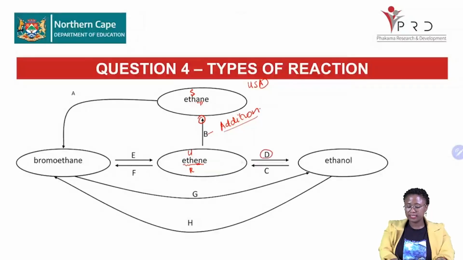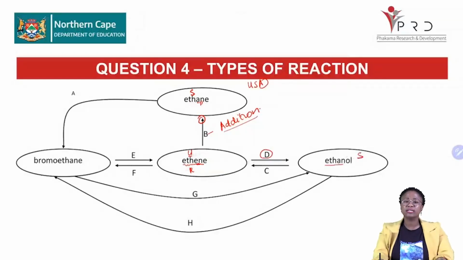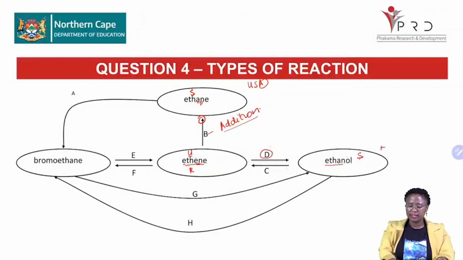Let's quickly look at D. If we look at D, again, look at the arrow pointing away. That makes ethene unsaturated again. That will make ethanol, which is an alcohol, what? Saturated, because there are single bonds between carbon atoms for an alcohol. Now, what type of reaction? Addition again. That means D is also addition.